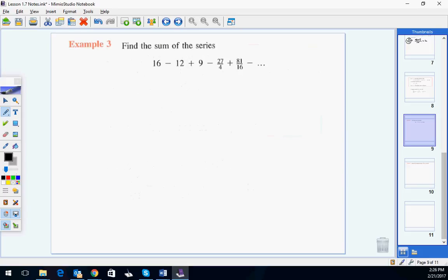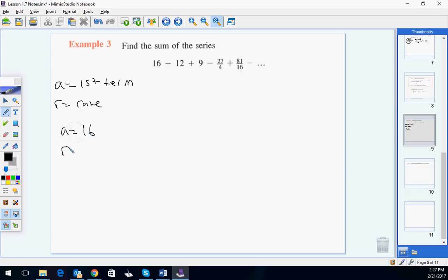All right, so this one here, find the sum of the series. So the first term, A. Remember, A is, sorry, maybe I should have said this at the beginning, that's the first term. R is the rate, or what is changing. So our first term for this example is 16.